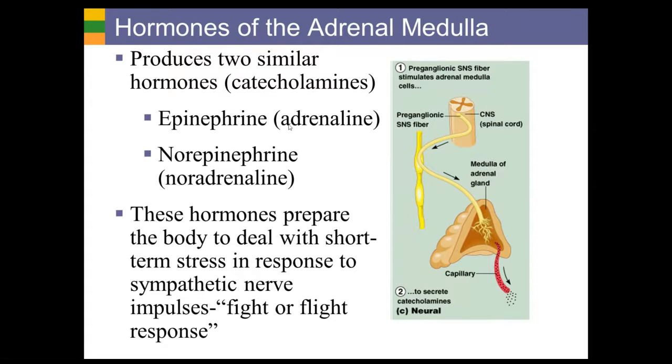The epinephrine or adrenaline that's released by the adrenal medulla is the same chemical as the neurotransmitter. There's no difference. Just that when it's released at a synapse, we call it a neurotransmitter. When it's released into the blood, we call it a hormone. But they're both chemical messengers and they work the same way and have the same effects.